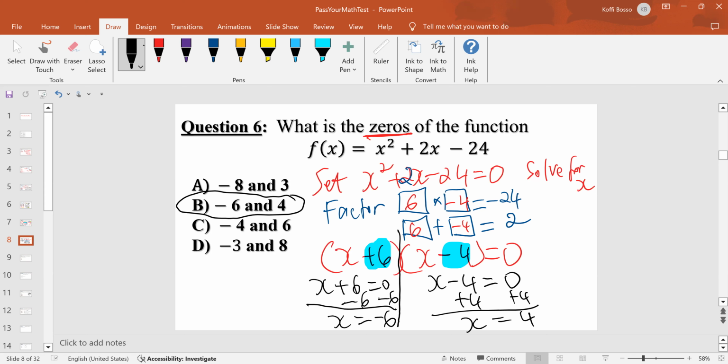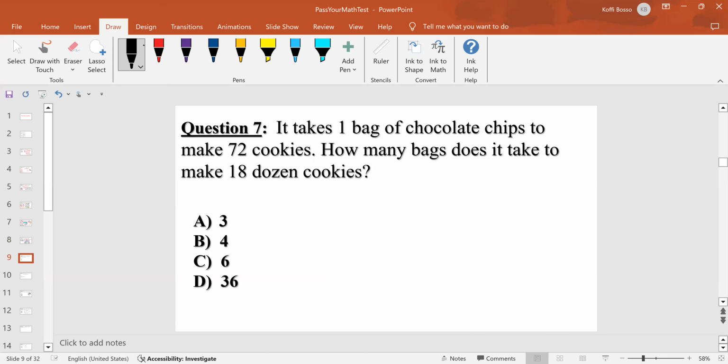Okay, question number 7. They say it takes 1 bag of chocolate chips to make 72 cookies. How many bags does it take to make 18 dozen cookies? Again, that is a way to pause the video. Okay, you challenge yourself before you see the answer. To solve this question, you have to understand some of the keywords. I will tell you that the answer here is A.